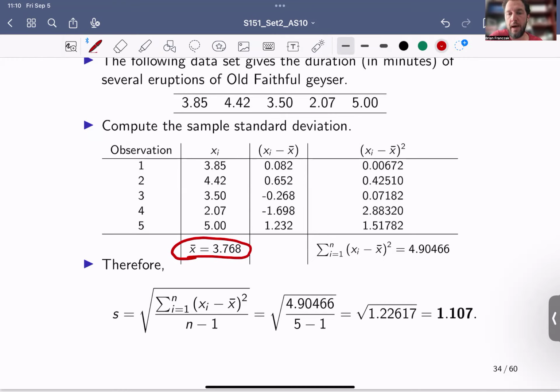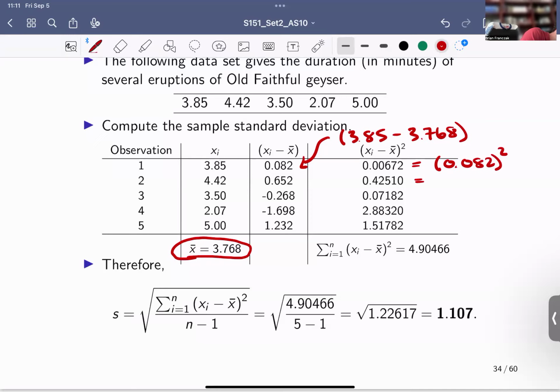The first thing I'm going to do on the path to constructing the sample standard deviation is take each value in the data set and subtract the mean. For example, this quantity here is 3.85 minus 3.768. And that's it. I'm doing that for each value. The second value would be 4.42 minus 3.768. The third value would be 3.5 minus 3.768, etc. Then I'm squaring each of these quantities. So in the third column, this first value is 0.082 squared. And then here I would have 0.652 squared, etc.